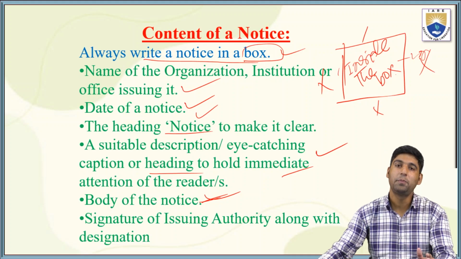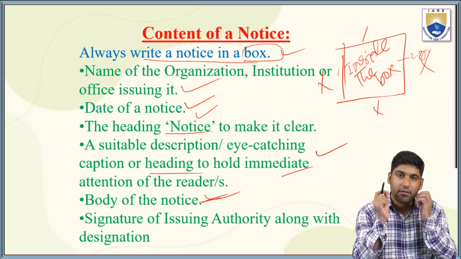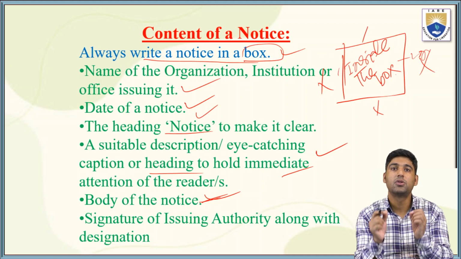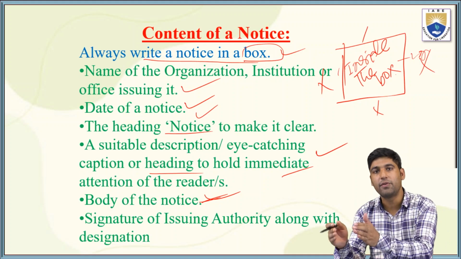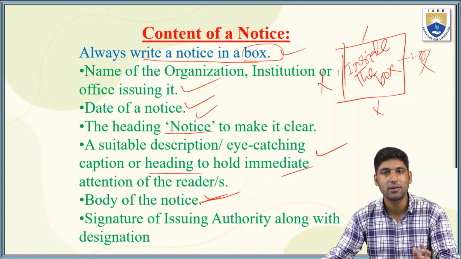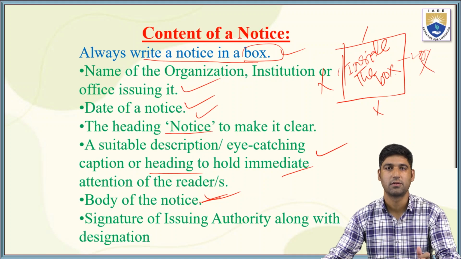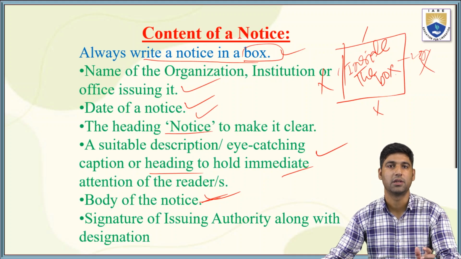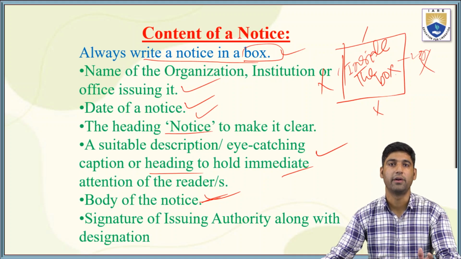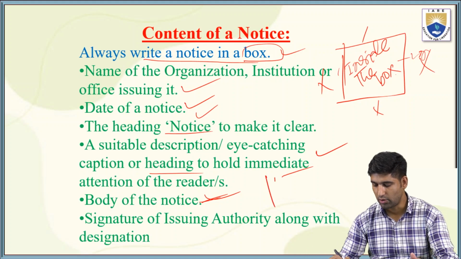So the body should be constructed. There should be transparency. A normal reader should understand what you want to convey to him or her or them. It should not be ambiguous, not paradoxical in nature, not ironic, but simple. That is the KISS concept.